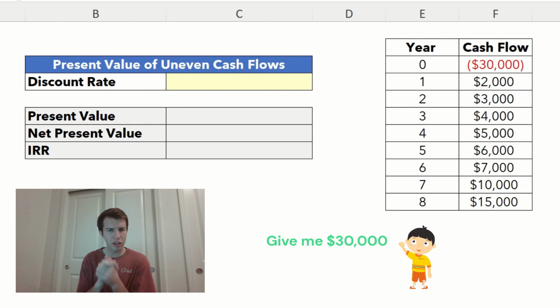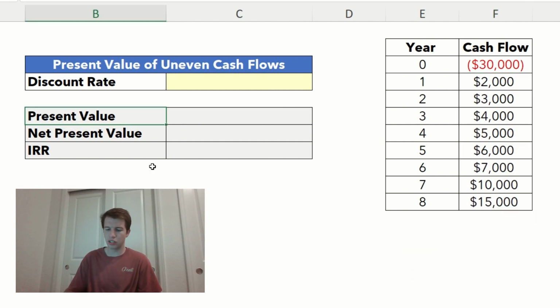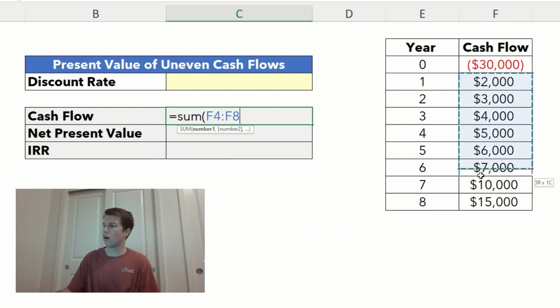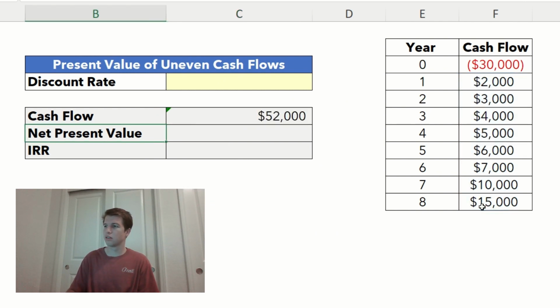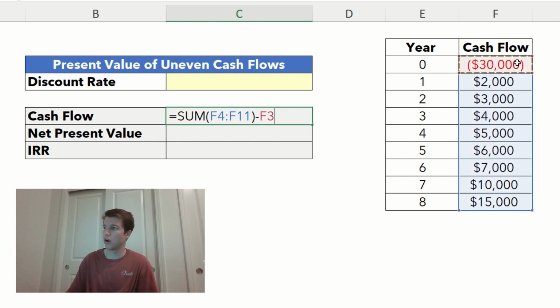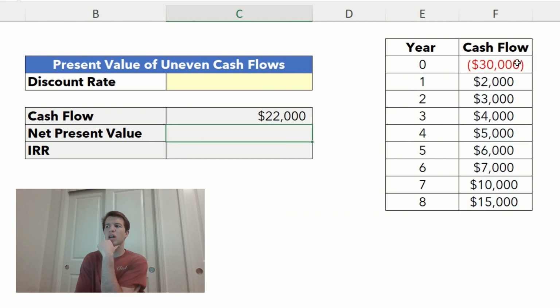He says, okay, if you give me $30,000, I can provide you these returns over the course of 8 years. And you say, okay, let's see how much these are. So we're going to say our cash flow. Okay, Johnny, let's see the sum of all the money that you'll give us. Wow, we'll get $52,000. That sounds pretty good. But we also have to invest $30,000. So I'll make about $22,000 over the course of 8 years. Is this a good investment?